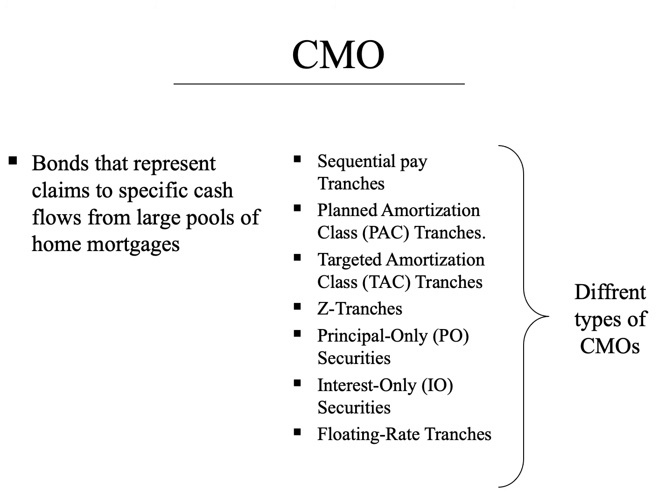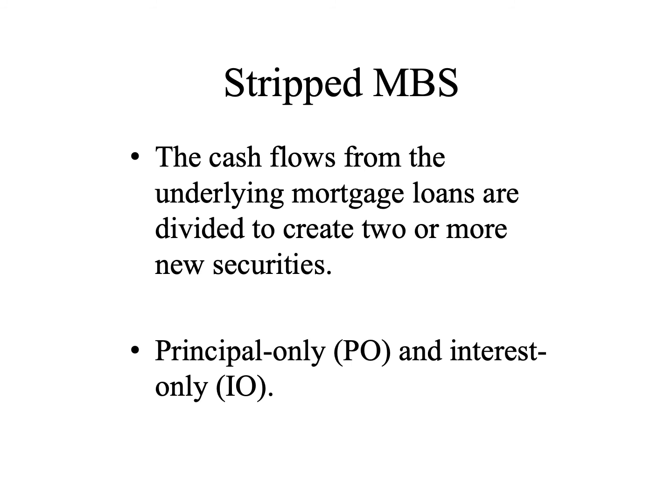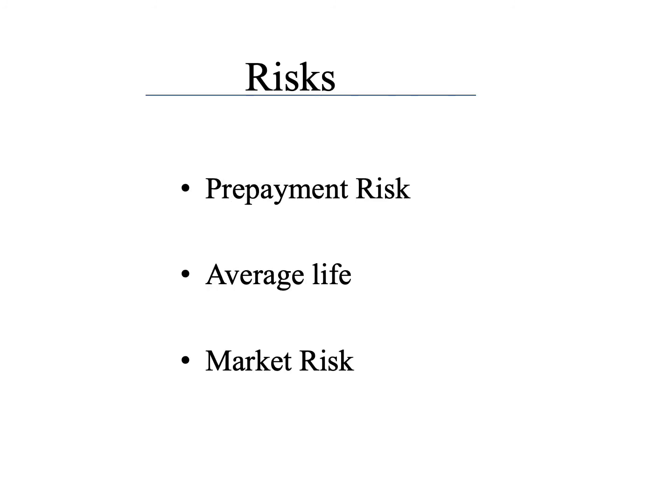Well, let's look first at the different types of collateralized mortgage obligations, of which there are several, and they are listed here. Basically, they're bonds that represent claims to specific cash flows from large pools of home mortgages. A stripped mortgage-backed security is where the cash flows from the underlying mortgage loans are divided to create two or more new securities: principal-only securities and interest-only securities.